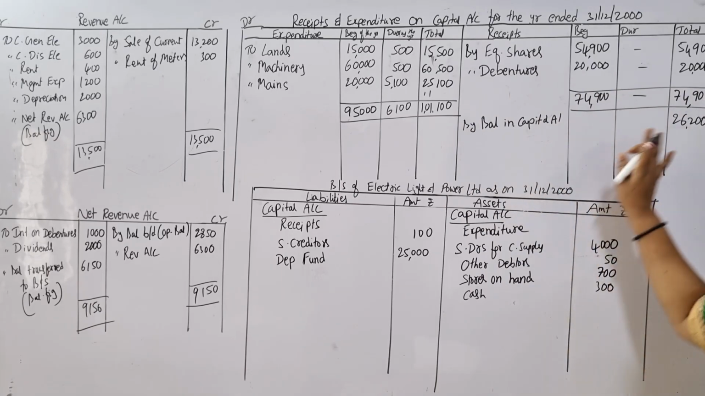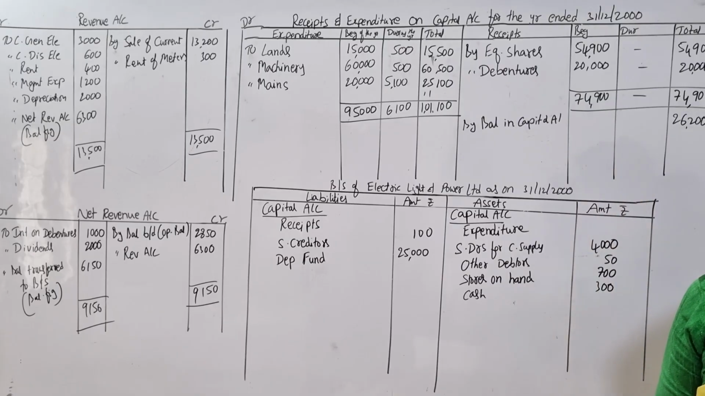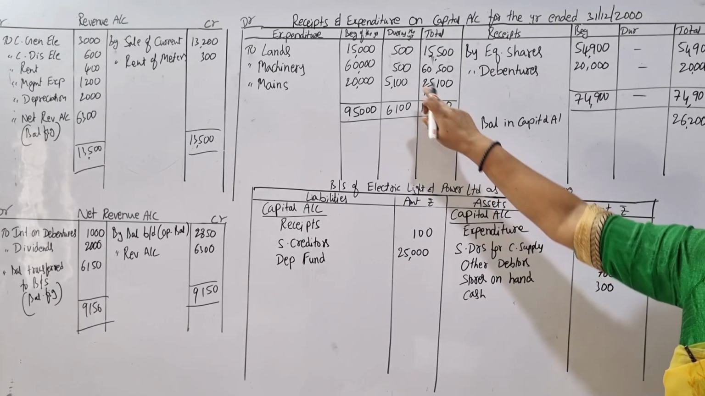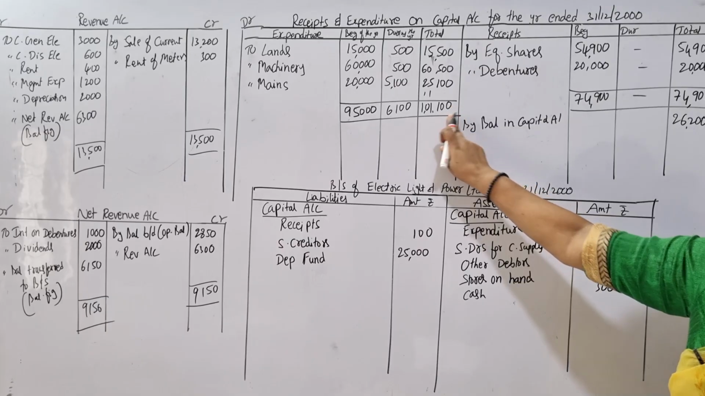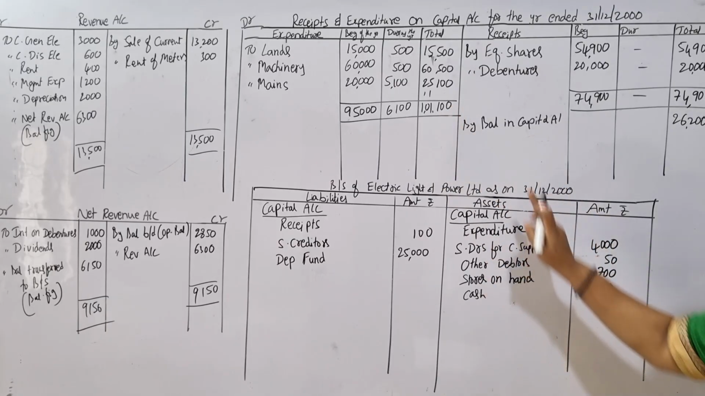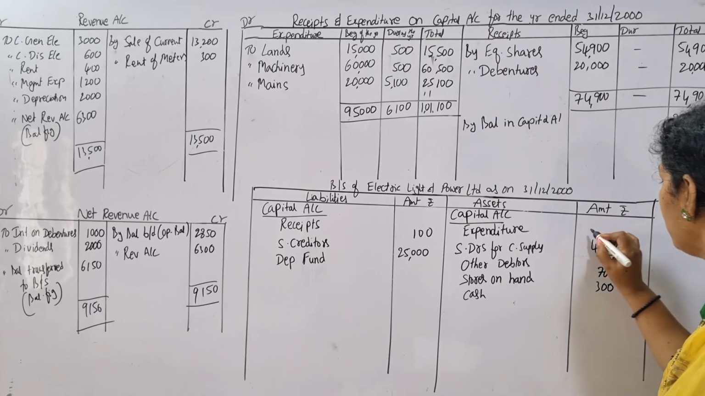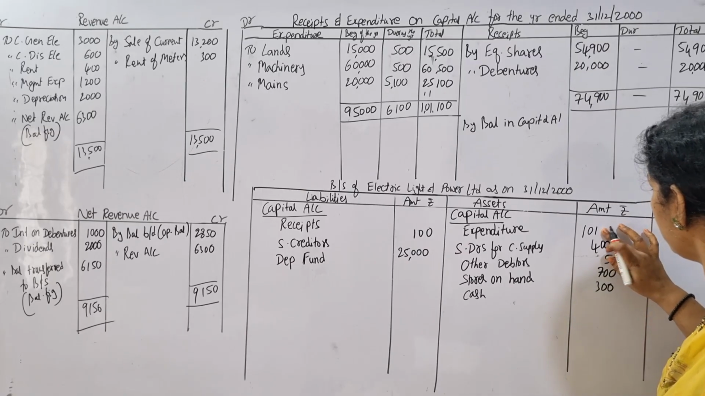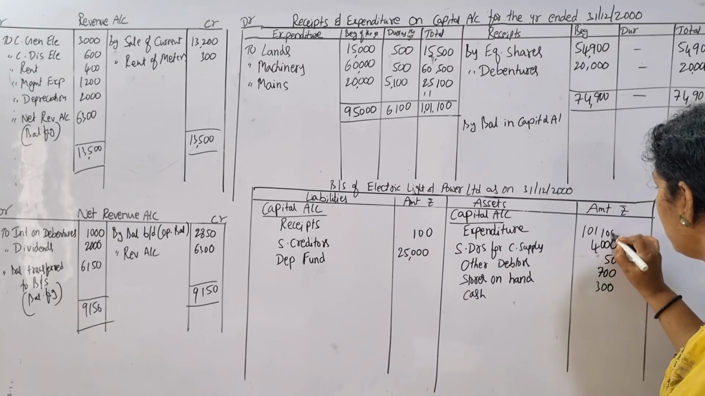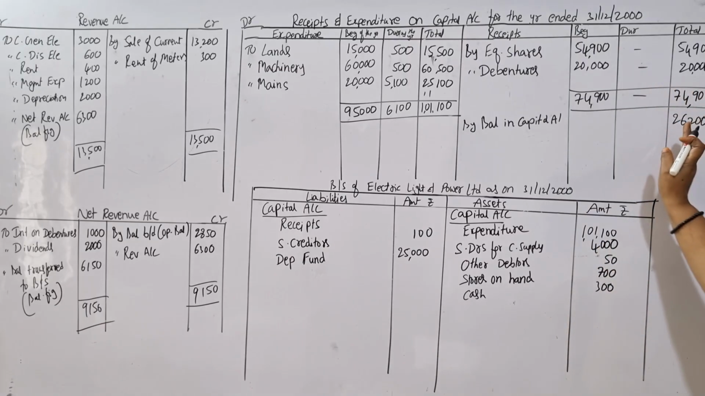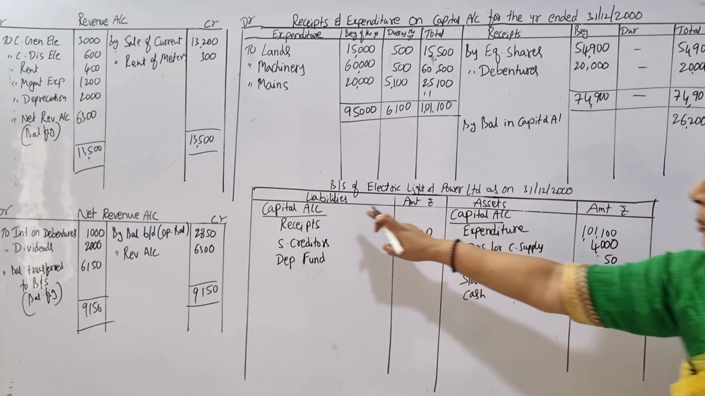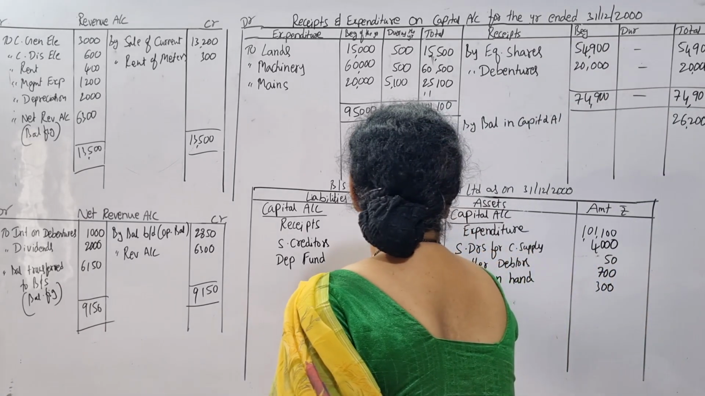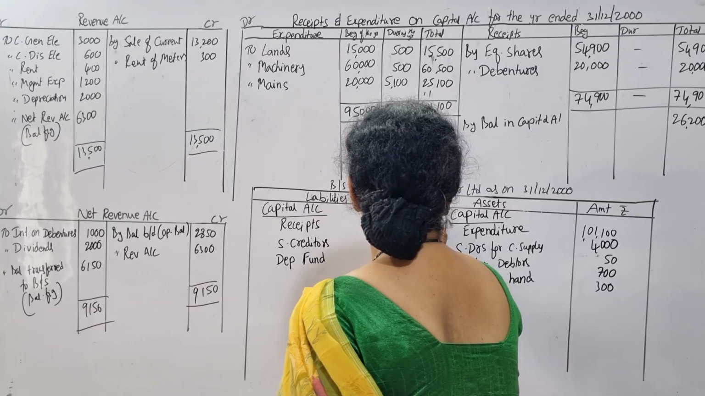We are not going to transfer this amount anywhere. What we are going to transfer is the total amount of receipts and expenditure. Expenditure on the asset side. Expenditure, how much? 1,01,100. In the same way, receipts on the liability side. Capital account receipts, 74,900.